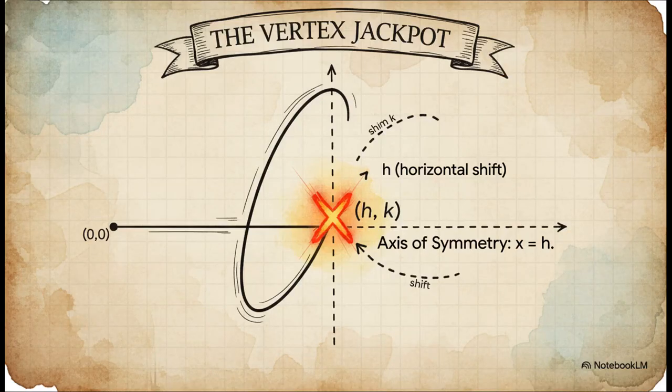Okay, now for h and k. This pair right here, this is the jackpot. These two values literally just hand you the coordinates of the vertex, the exact turning point of your parabola. h tells you how far to shift it left or right, and k tells you how far to shift it up or down. And hey, here's a little bonus. You get the axis of symmetry for free. It's just that vertical line x = h.